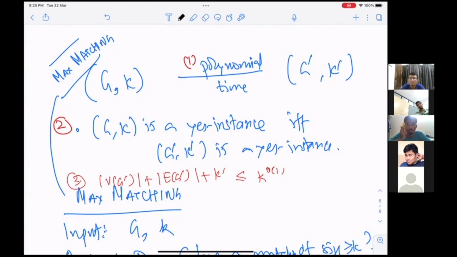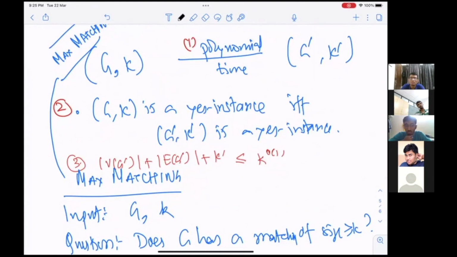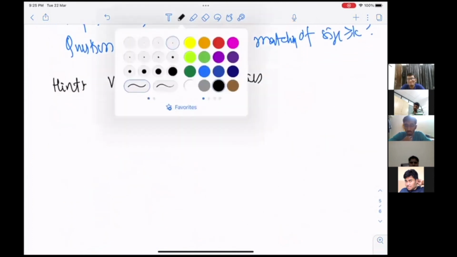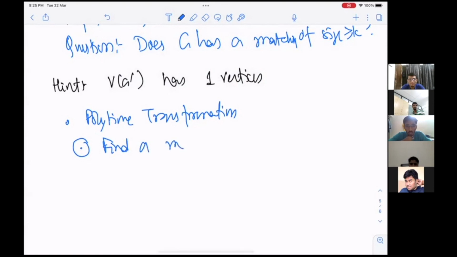Okay, so what he's saying is the following, and that is exactly the point. Do I have the power of polynomial time, right? And finding a maximum matching is a polytime algorithm, right? So what is my algorithm? My polytime transformation. First, find a maximum matching M of G.